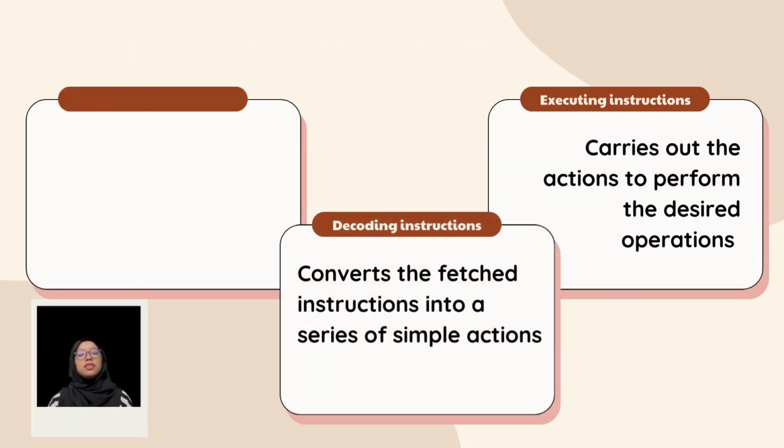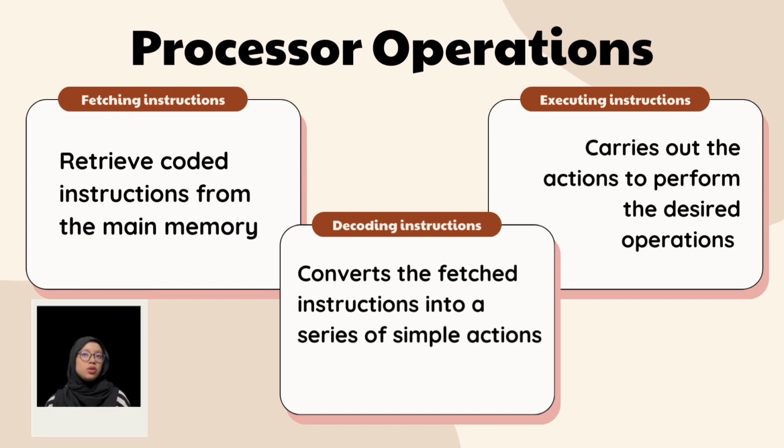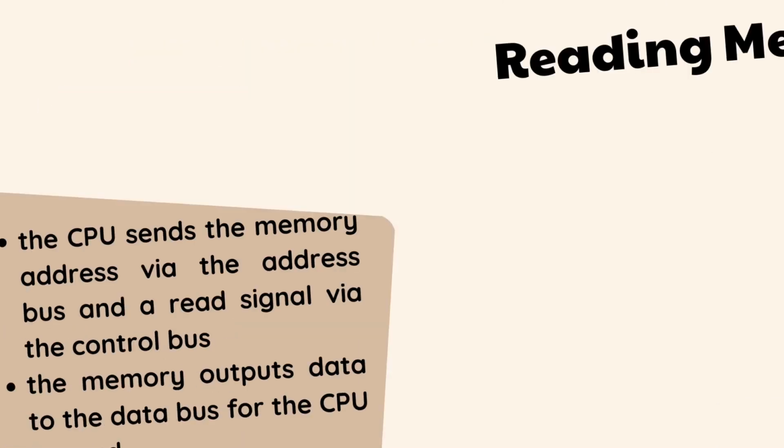There are three main things in the processor operation that you need to know. First is fetching, then decoding, and then executing. What does fetching actually do? Fetching is basically retrieving the code instruction from the main memory. Decoding is converting the fetched instruction into a simple code that the computer can understand. And third is executing the instruction. What executing does is carry out the action to perform the desired operation based on the instruction given.